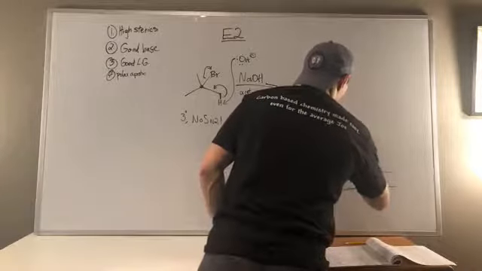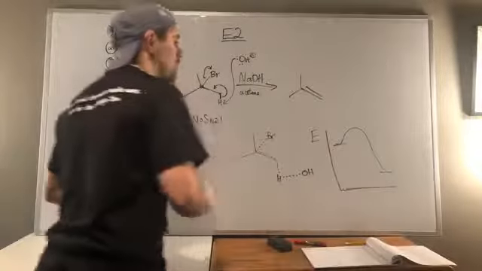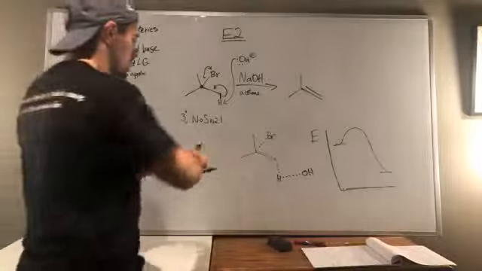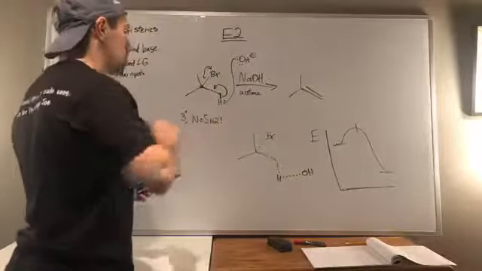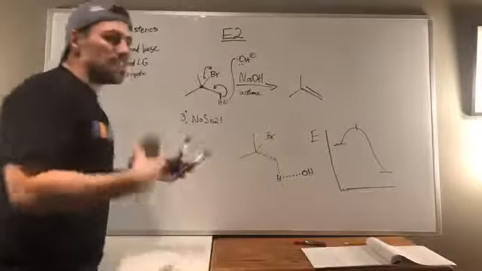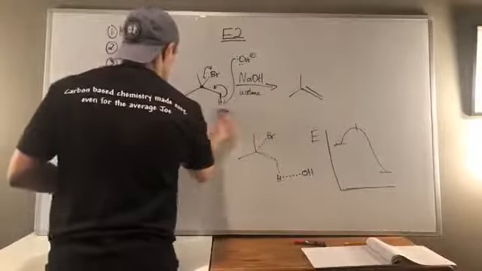We'll draw the exothermic diagram profile, and it'll look like that. This transition state appears right up there, okay? Cool. So there's a little bit more that we need to unravel with E2, so let's just keep going.